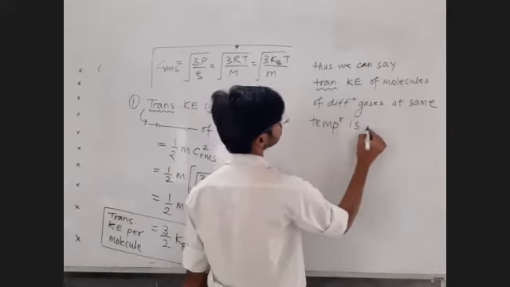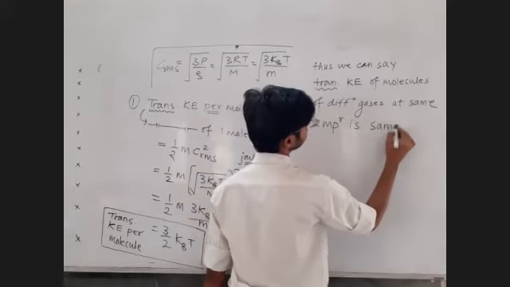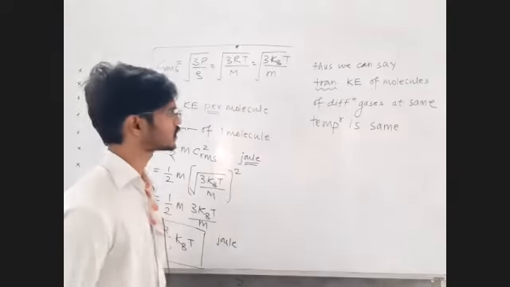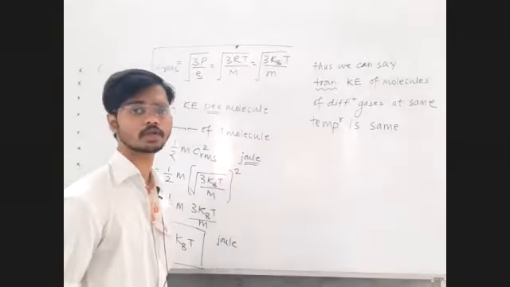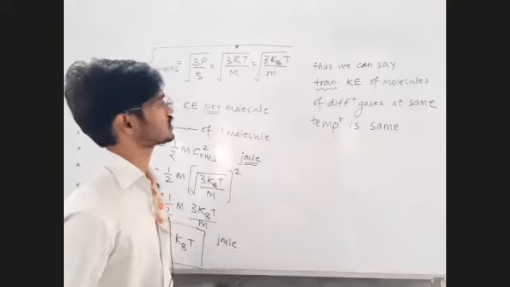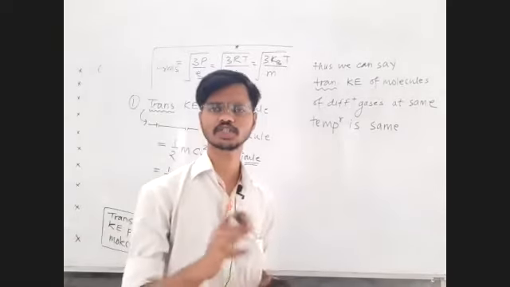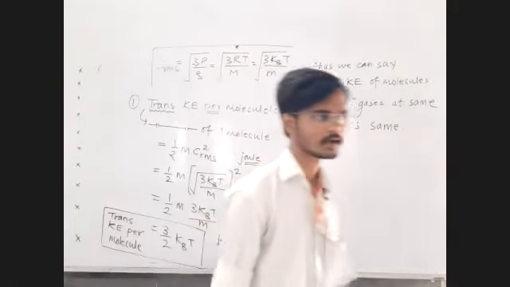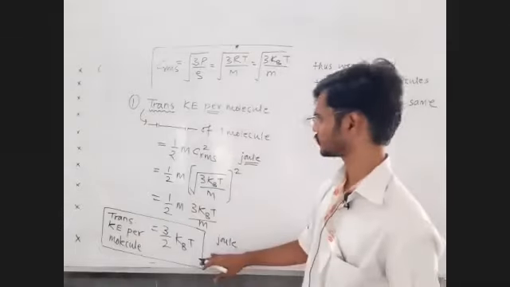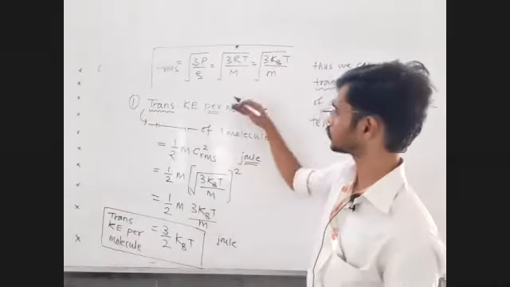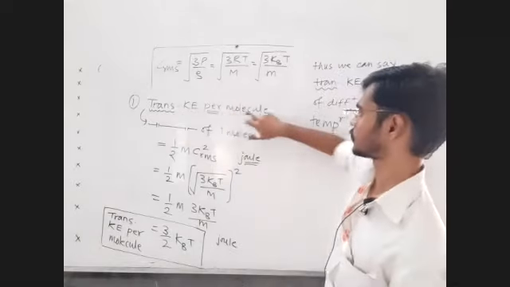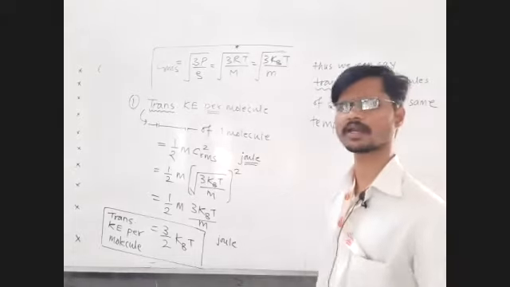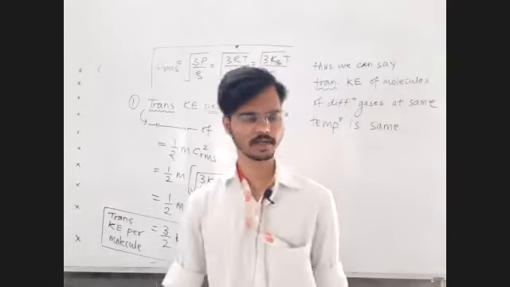is the same. Let the molecule be of oxygen, hydrogen, ozone, or carbon dioxide. Its translational kinetic energy at temperature T is 3/2 kBT. Again, I am saying that don't try to remember this. Just try to see what is given. What is the statement given to you? Translational kinetic energy per molecule means translational kinetic energy of a single molecule. That's it. That will be enough.